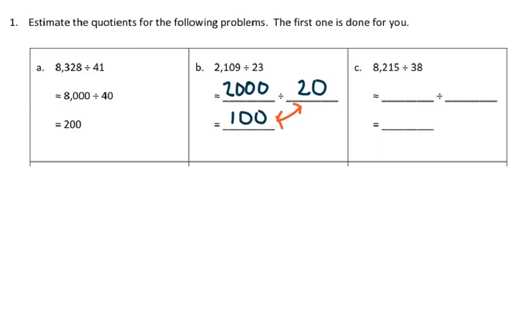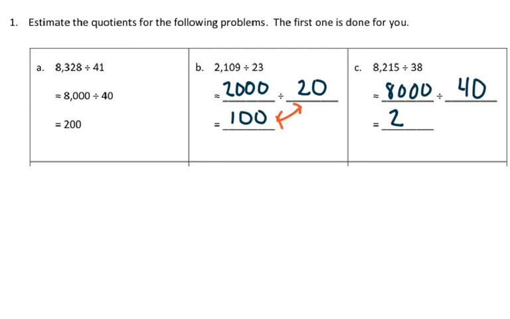For C, I have 8,215 divided by 38. So 8,215 rounds to 8,000, and divided by 38, which is closer to 40. So we're going to have 8,000 divided by 40. Students should see the relationship between the 8 and the 4, and they know that this is going to be a 2. So the 4 times the 2 is going to give you 8.